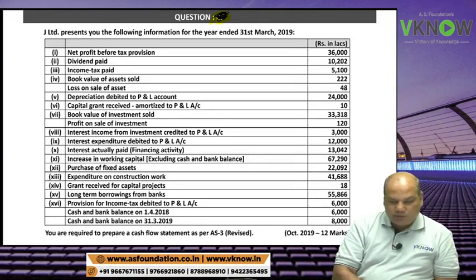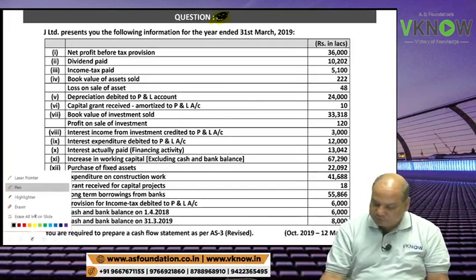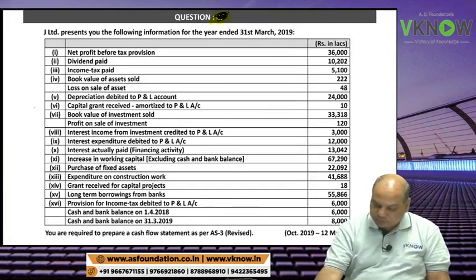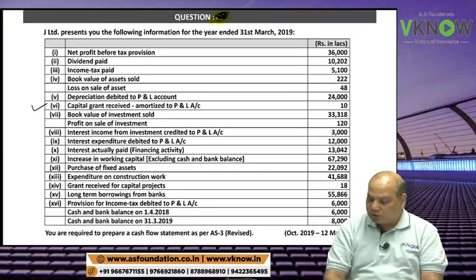Capital grant received. Point number 6. Capital grant received amortized to P&L account, 10.